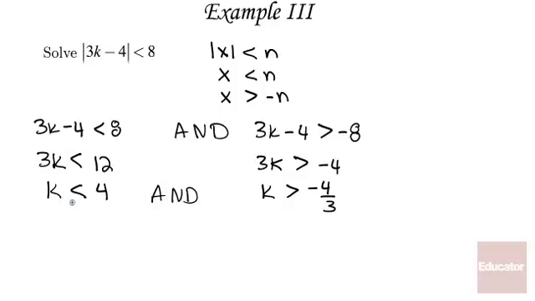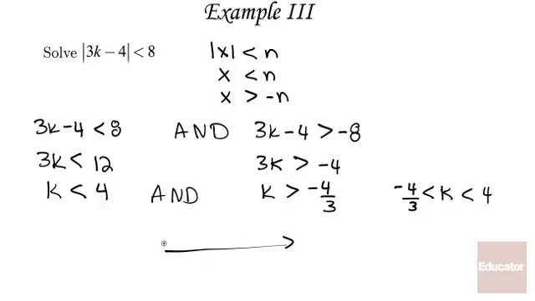Okay, so k has to be less than 4, but it also has to be greater than negative 4/3. Or writing that slightly differently, k is greater than negative 4/3 and k is less than 4.